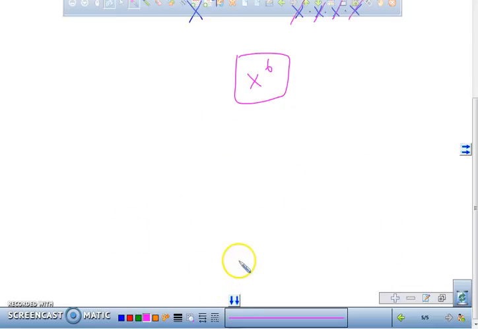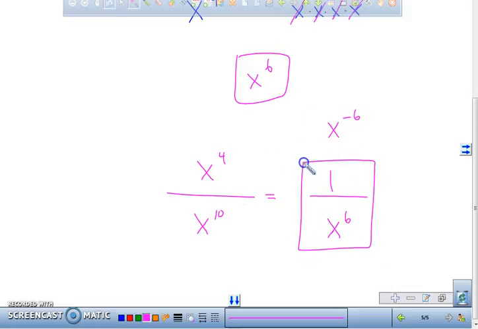Right, well watch. Here we go, ready? If I had x to the 4th over x to the 10th, I'm not going to list it out. That would literally be 1 over x to the 6th. Wait a second, I thought you said you subtracted them. I thought you would say that would be x to the negative 6. Well, what does x to the negative 6 actually mean, simplified? 1 over x to the 6. Okay.